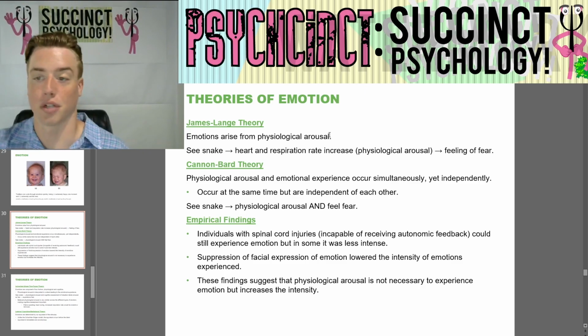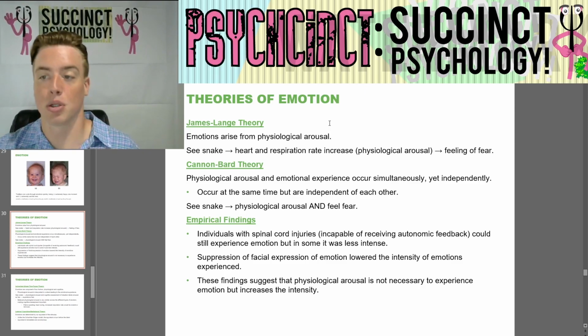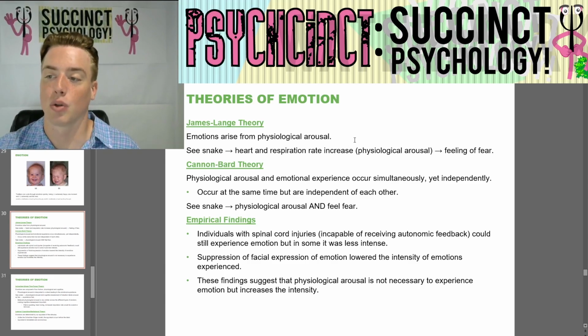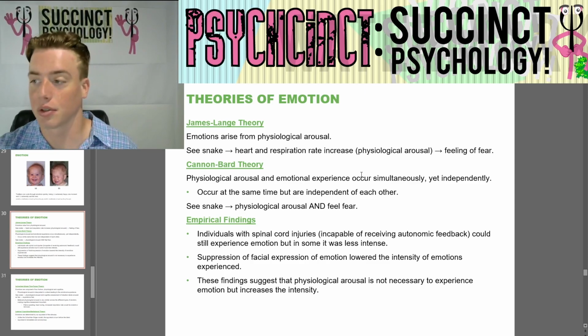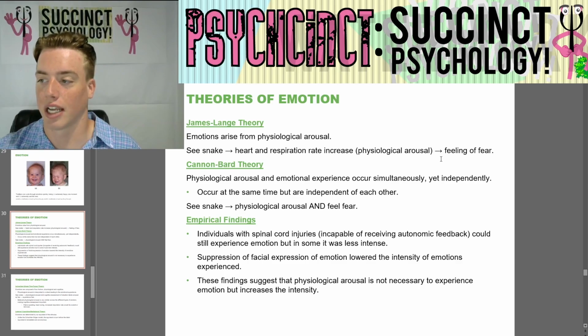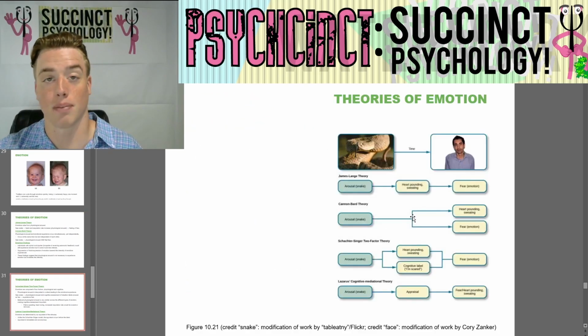So, theories of emotion. We have the James-Lange theory. Emotions arise from physiological arousal. So you see a snake, which leads to your heart and respiration rate increasing. That's the physical response, and that causes a feeling of fear. The Cannon-Bard theory says that physiological arousal and emotional experience occur simultaneously, yet independently. So they occur at the same time, but are independent of each other.